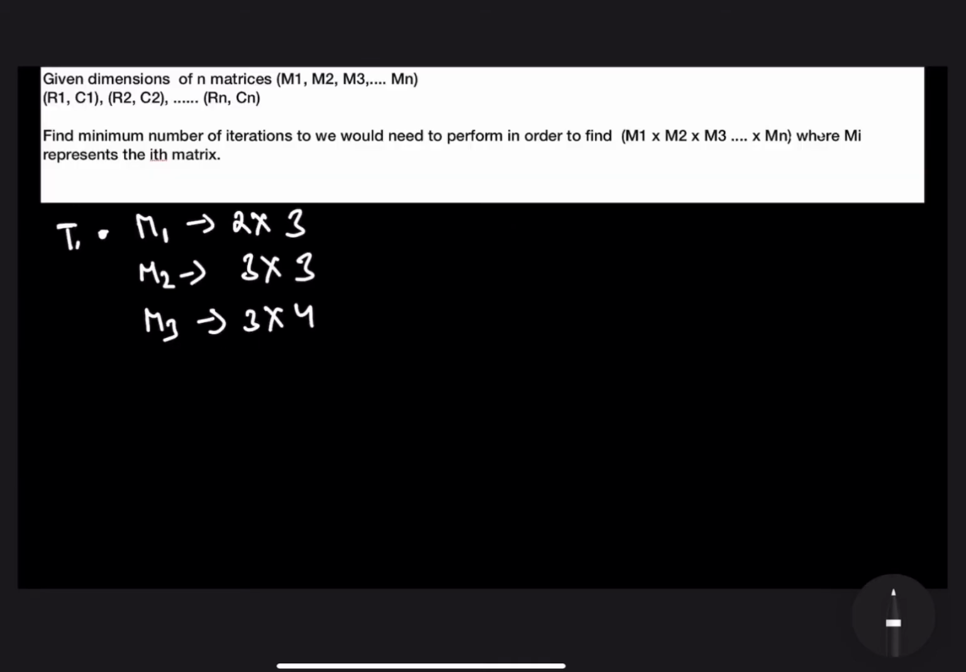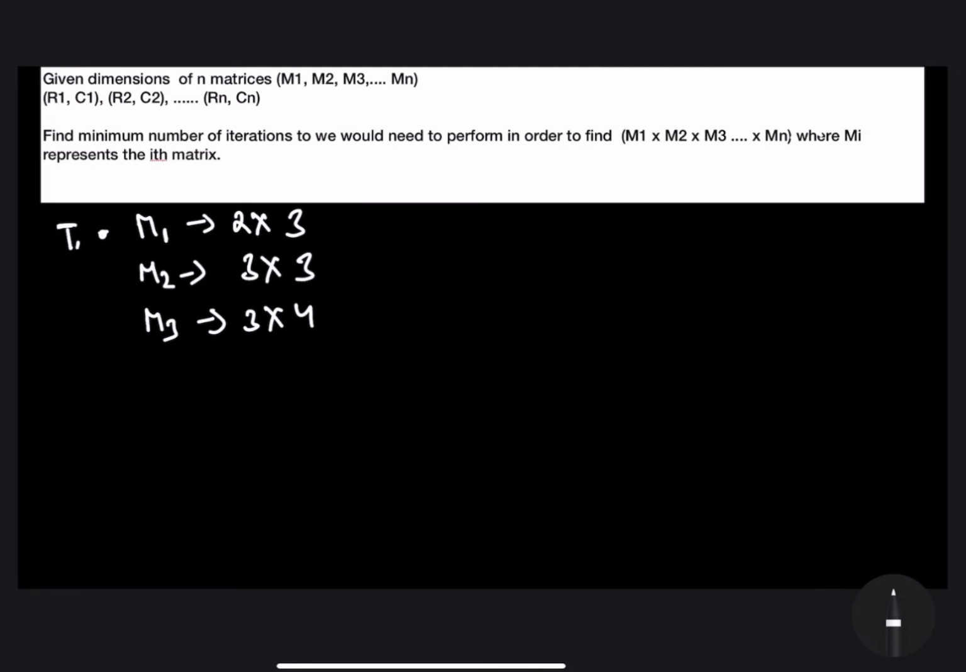Now that we understand the properties of matrix multiplication, let's have a look at the problem. In the problem, you are given dimensions of n matrices m1, m2, m3, m4 up to mn. The important point to note is you are not given the matrices, you are just given their dimensions. Let's say the dimensions are R1 cross C1, R2 cross C2, R3 cross C3 and up to Rn cross Cn. You have to find the minimum number of iterations that we would need to perform in order to find m1 cross m2 cross m3 cross m4 up to cross mn, where mi represents the ith matrix.